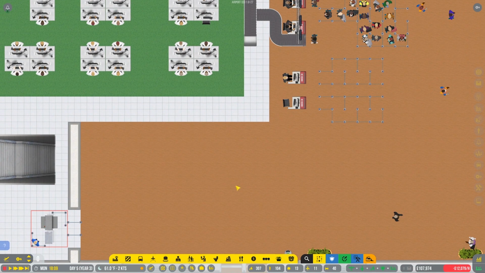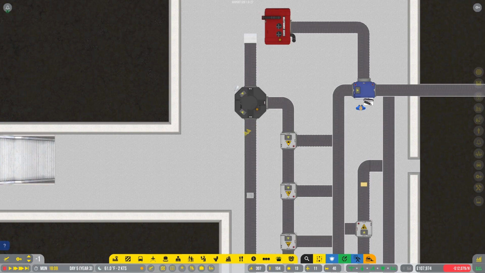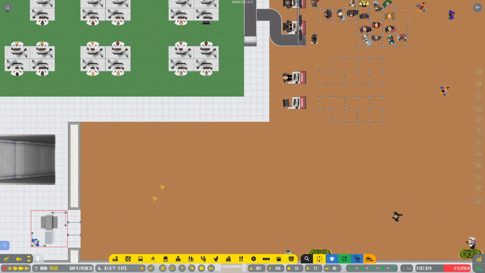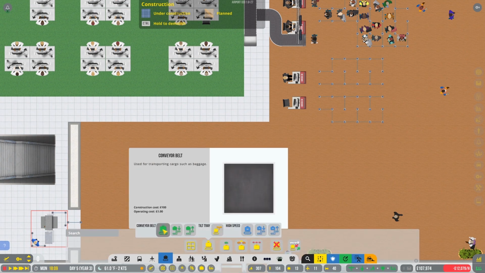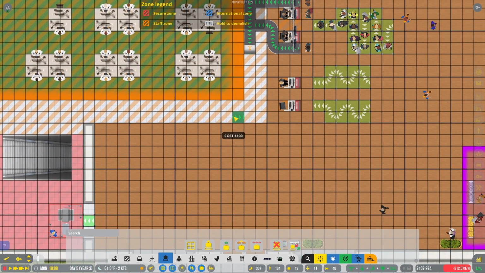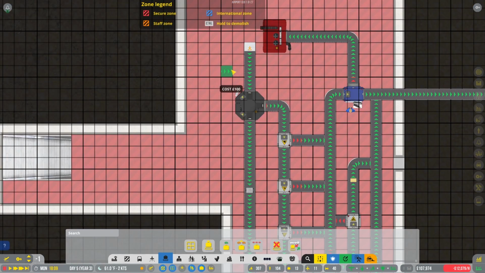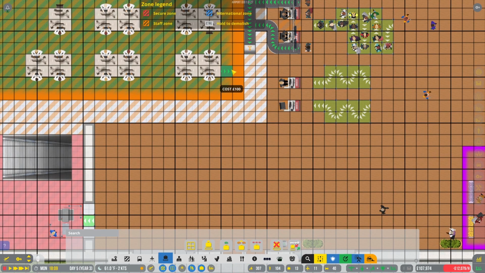Could I put a conveyor belt down here to go into baggage? Let's get into planning mode, shall we? There you go, we're in planning mode. So we want a conveyor belt. A little conveyor belt. There you go. If I want to put you there... Actually, that might work. It's on the edge of the staff room. Does that matter? I'm not sure it does.